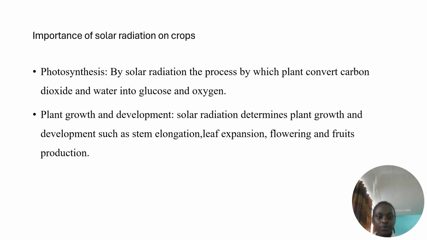So, the importance of solar radiation on crops. First is photosynthesis. By solar radiation, plants convert carbon dioxide and water into glucose and oxygen. So the sun can help the plant.